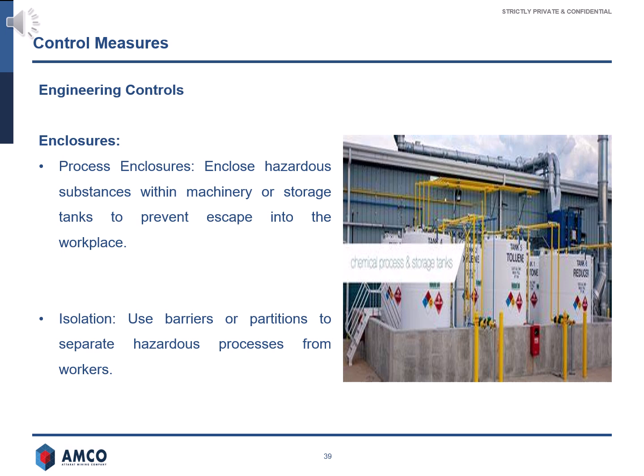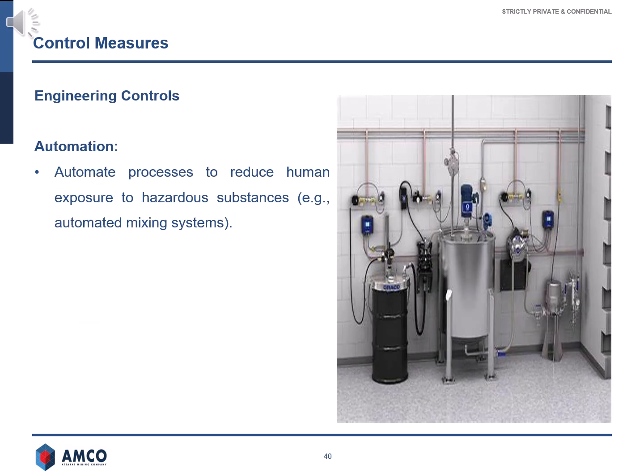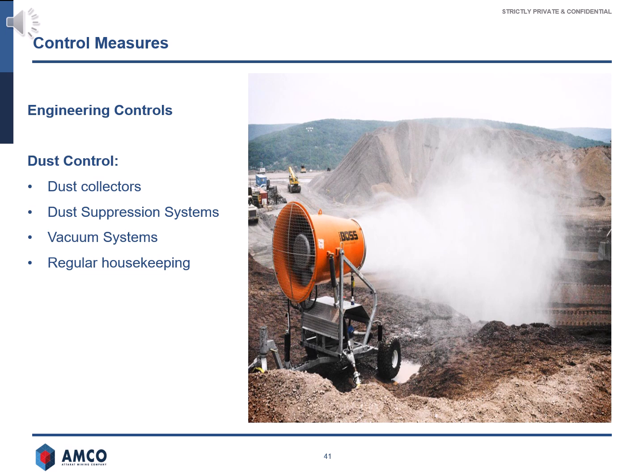Enclosures. Process enclosures enclose hazardous substances within machinery or storage tanks to prevent escape into the workplace. Isolation, use barriers or partitions to separate hazardous processes from workers. Automation. Automate processes to reduce human exposure to hazardous substances, e.g., automated mixing systems. Dust control. Dust collectors. Dust suppression systems. Vacuum systems. Regular housekeeping.